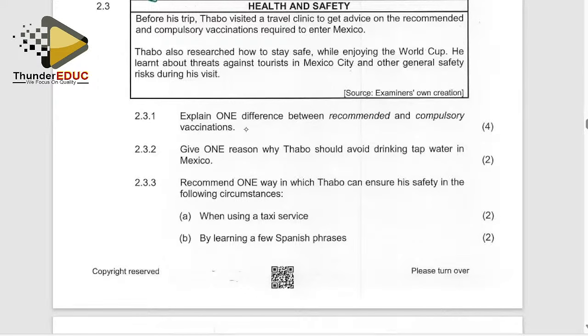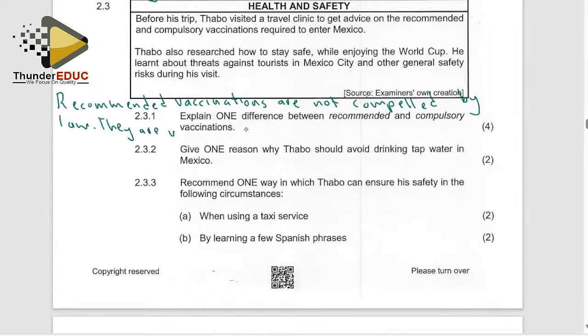So with this one, I'll start with recommended vaccinations. They are not compelled by law. They are voluntary. They are voluntarily taken as a health precaution. They are taken as a health precaution.